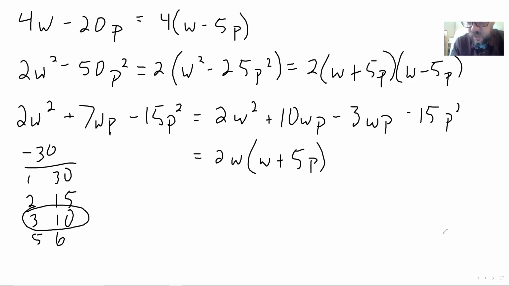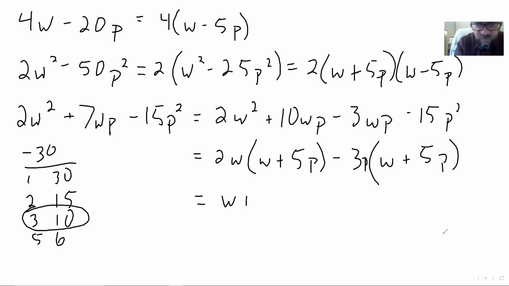And then minus 3p, excuse me, that I'm going to pull out of the second pair, and that'll leave me with w plus 5p. All right, well, that's good. So that is w plus 5p times 2w minus 3p. Okay. Great. I'm kind of running out of room here.